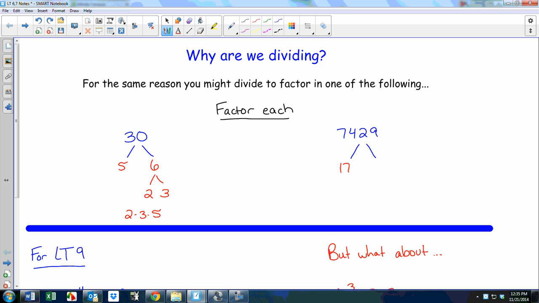All right, so what did you get? 437. Okay. And it goes further. It does. So you try some more, right? Well, what if I told you one of the other factors is 19? Would that help? Of course. So you divide it, and you get 19 and 23. All right, here's where we're going.